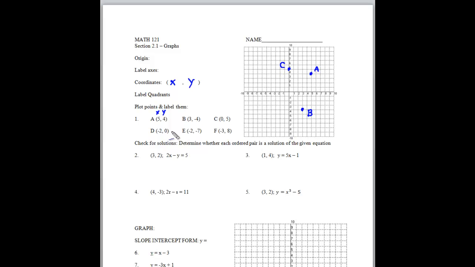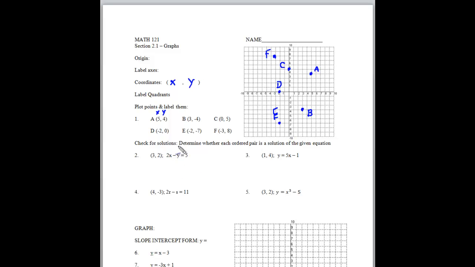Letter D is an x-intercept, which is going to be negative 2 on the x and 0 on the y. So there's letter D. E is going to be negative 2 on the x, negative 7 on the y. And, whoops, that doesn't look like an E. There we go. That's not a good E. And letter F is going to be negative 3 on the x and 8 on the y. So negative 3 and 8. All right, so there are our points, and that's the first part of our homework.